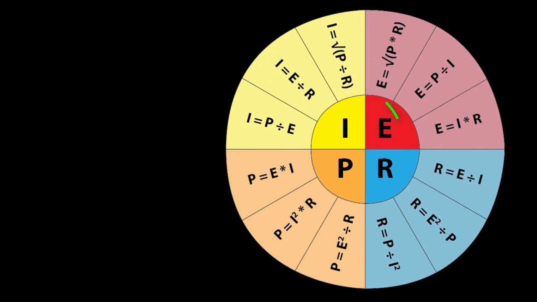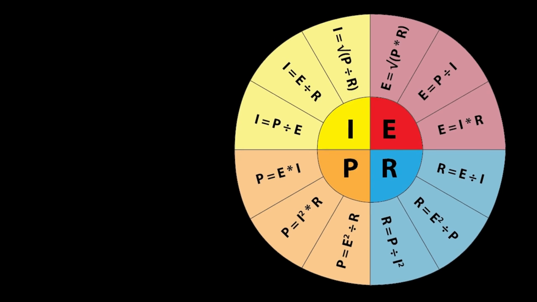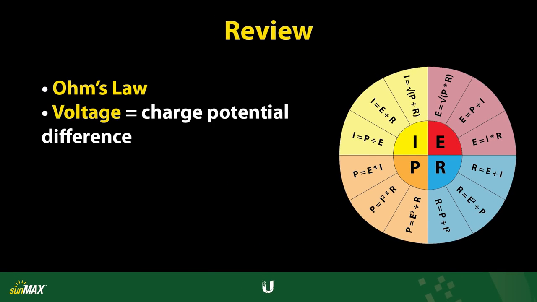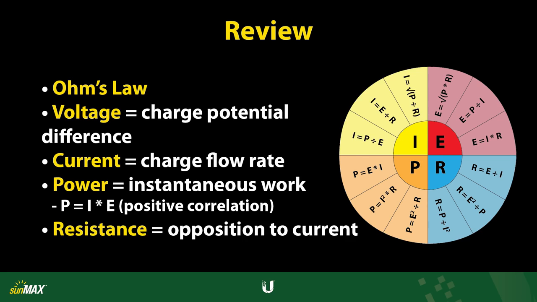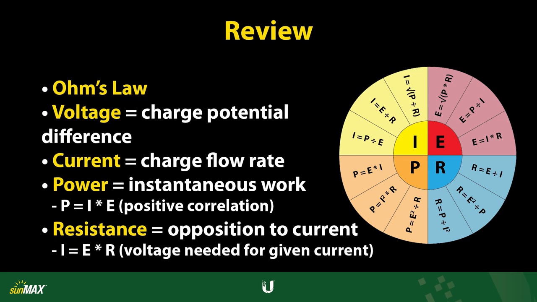To review, Ohm's law directly relates voltage, current, power, and resistance. Voltage represents the charge potential difference between 2 points and is measured in volts. Current represents the rate at which charged particles flow through the circuit. Measured in watts, electric power is an instant measurement of work. Power is positively correlated with current and voltage. Resistance is the degree of opposition faced by electric current. To produce an electric current, voltage must be great enough to overcome the resistance in a circuit.